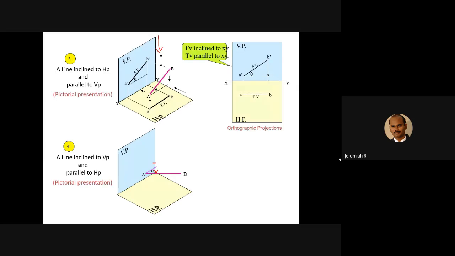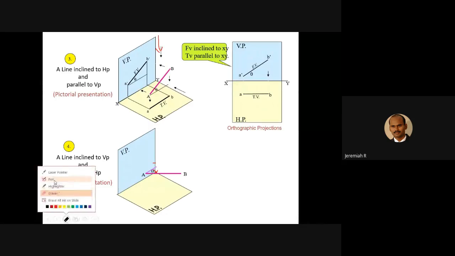Here you have to consider phi. Inclined to HP, we have to consider theta. The problem also uses this notation. So inclined to HP means we use theta, and inclined to VP, we use the notation of phi. Inclined to HP, that is theta. But inclined to VP, we have to use the notation of phi.